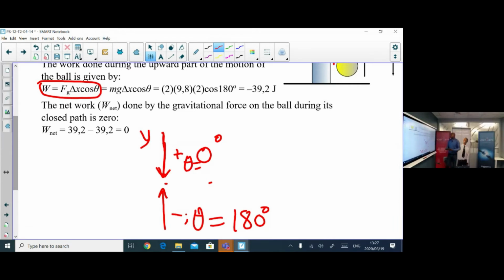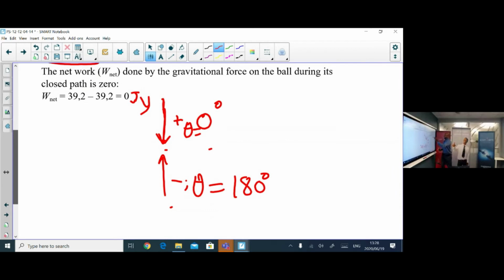After that, you have to say the W net. We know the downward work done is positive 39.2 joules, but what about the upward? The upward one is negative 39.2 joules. You have to say W net is equal to the downward work done of 39.2 minus 39.2, which is equal to 0 joules. This is the 0 joules. Don't forget that this is very, very important so that you can see what I'm talking about.